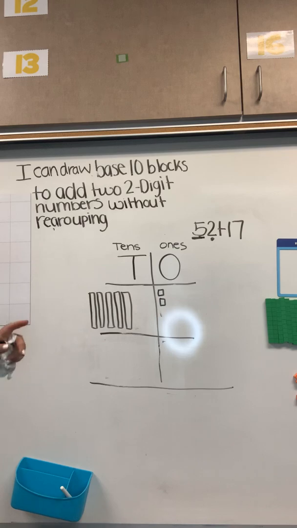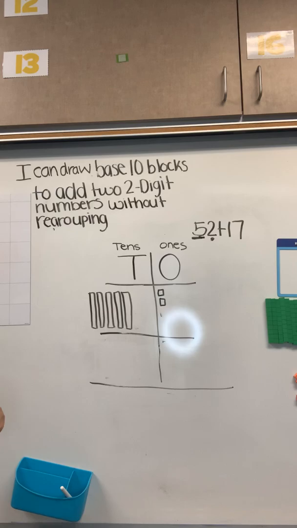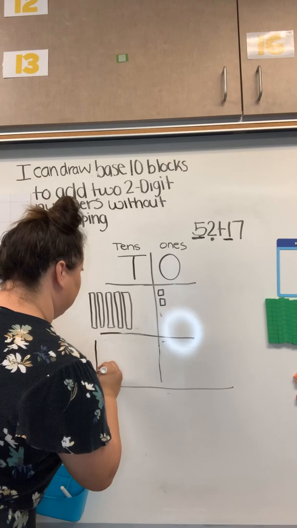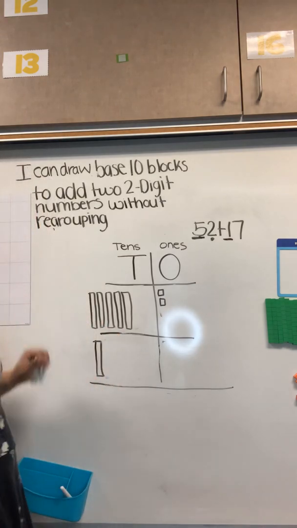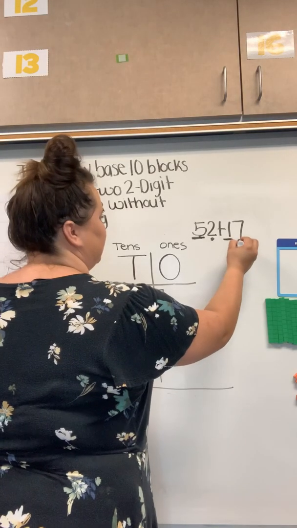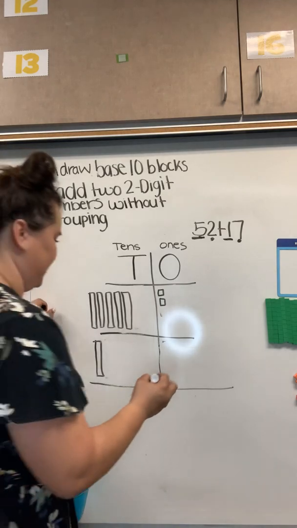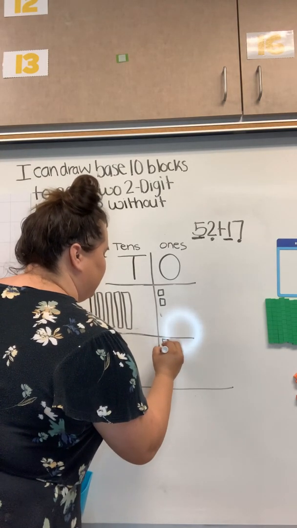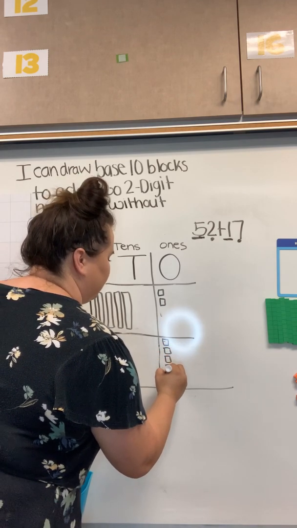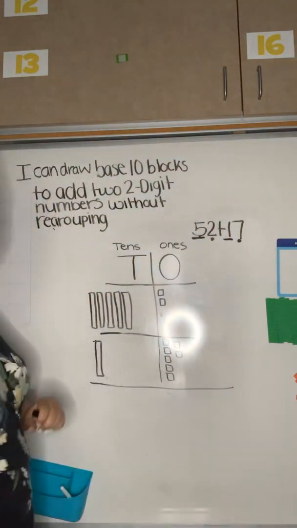All right. So now let's move on to 17. How many tens are in the number 17? 1. Good job. So we only have to do 1 ten rod. All right, now how many ones are in the number 17? 7. Good job. So we're going to draw 7. 1, 2, 3, 4, 5, 6, 7. All right.